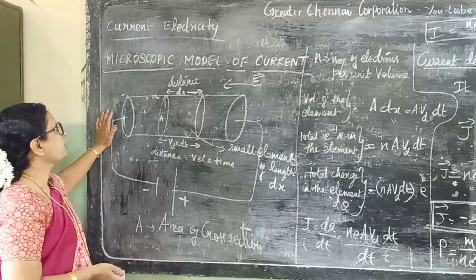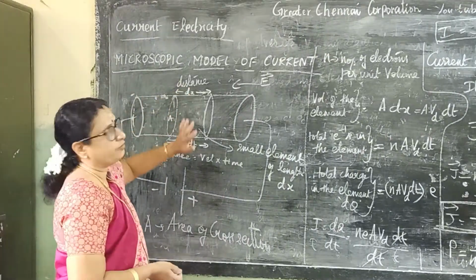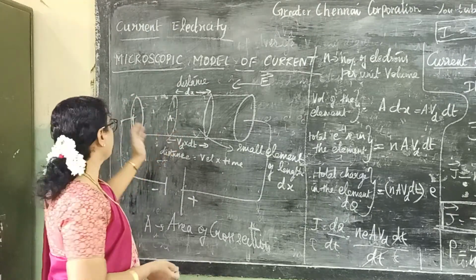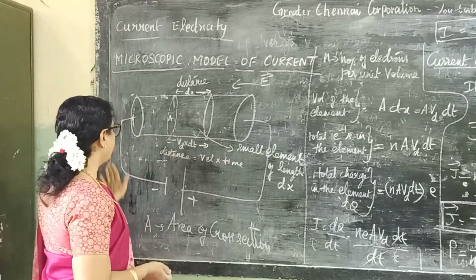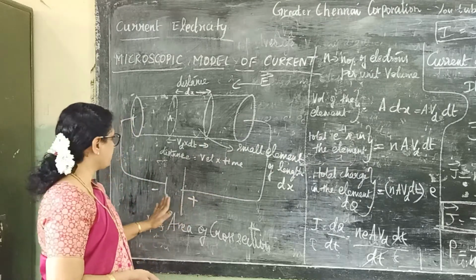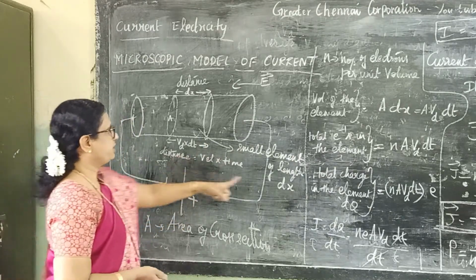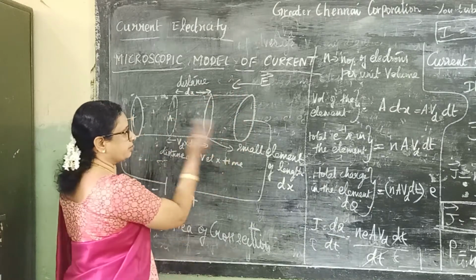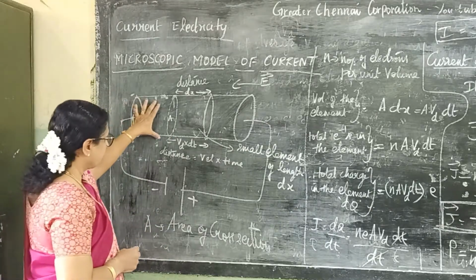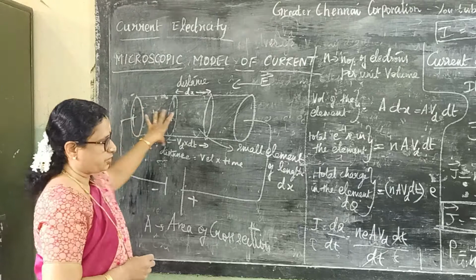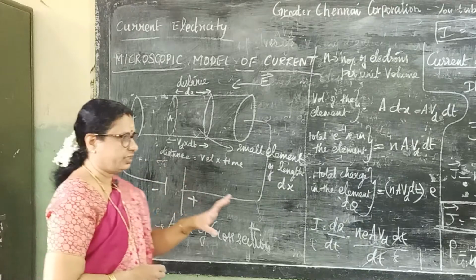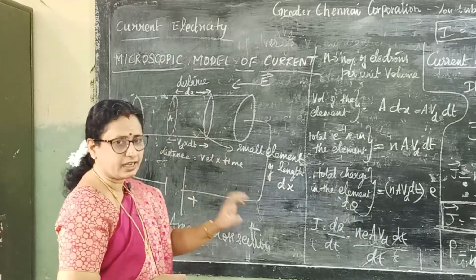We will pass on to the next topic, children, which is the microscopic model of the current. So the same consideration we are going to take. One end of the conductor is connected to the negative terminal of the battery, the other end is connected to the positive terminal of the battery. So an external electric field is applied, which acts in this direction from right to left. Now we are going to derive the expression for the current and then the current density, and the expression for the current density is nothing but the microscopic model of the current.